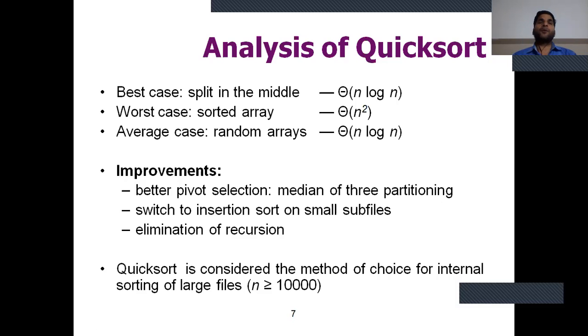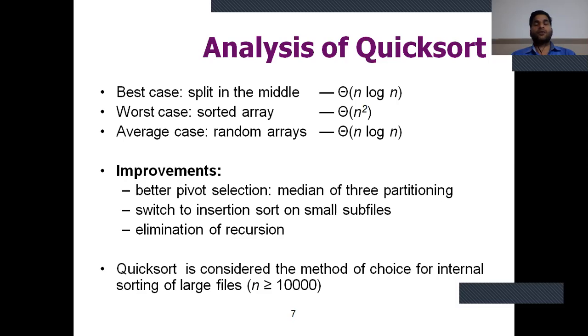If the pivot point is found at random and the array is divided in a random way, then the time complexity is approximately equal to the time complexity of the best case analysis, theta n log n. So the improvements are: better pivot selection, median of three partitioning, switch to insertion sort on small subfiles, and elimination of recursion.